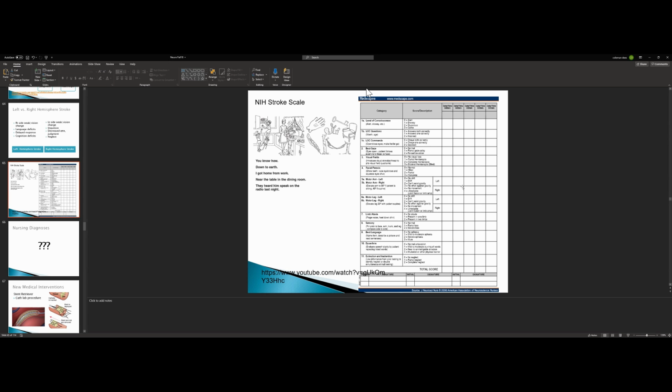Facial paresis, so you're going to see drooping of the face. Now, drooping of the face is not always inclusive of the entirety of one side of the face. It can be the top, it can be the bottom, or it can be both.